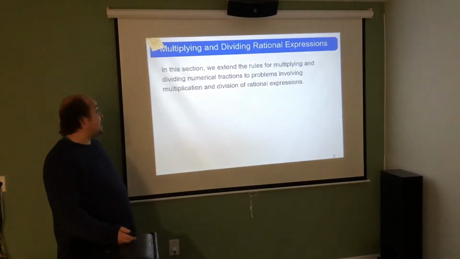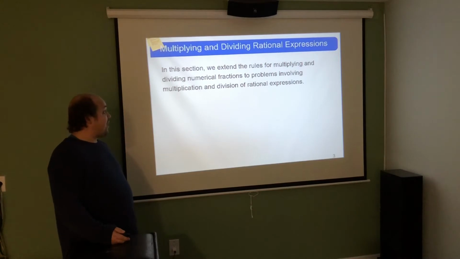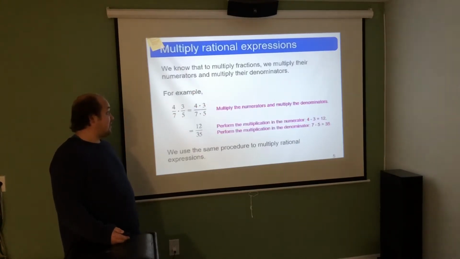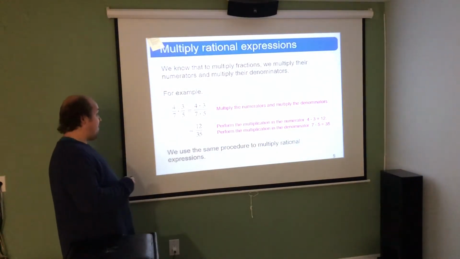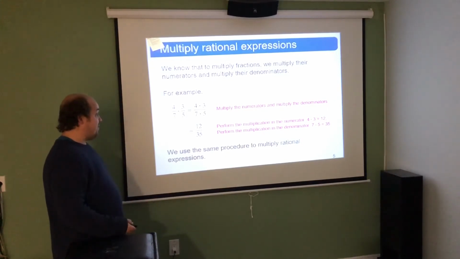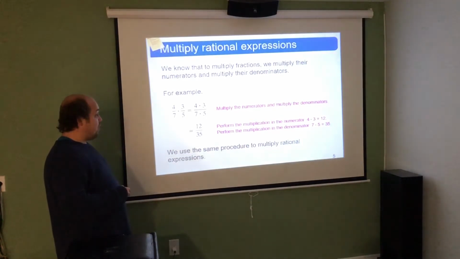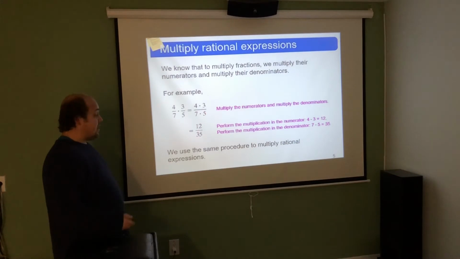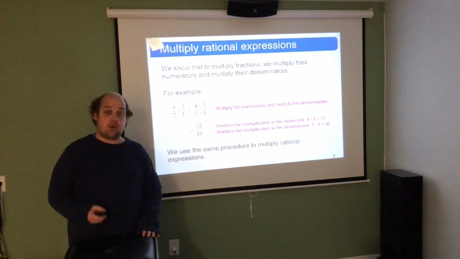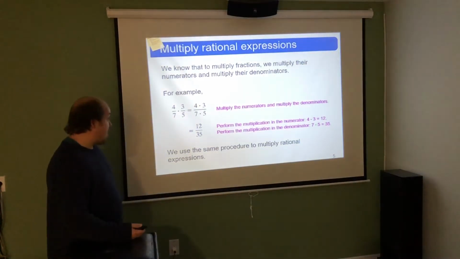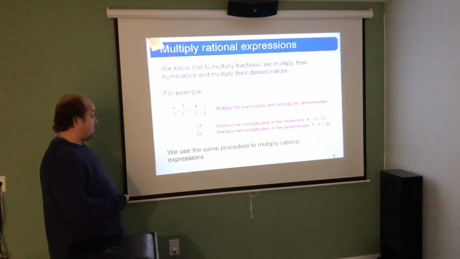In this section, we extend the rules for multiplying and dividing numerical fractions to problems involving multiplication and division of rational expressions. So for instance, when we normally multiply fractions, if we have 4 over 7 times 3 over 5, we multiply the 4 times 3 on top, we multiply the 7 times 5 on bottom, and we end up with 4 times 3 equals 12, 7 times 5 equals 35. When we get there, we need to check, is there anything that goes into both 12 and 35? There are no common factors, so this is the final finished form.